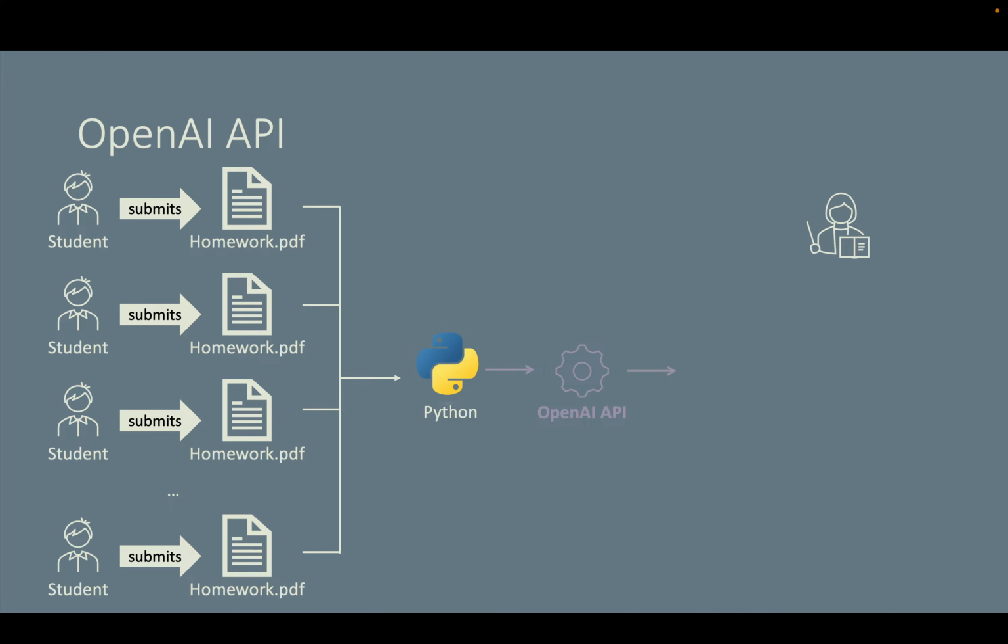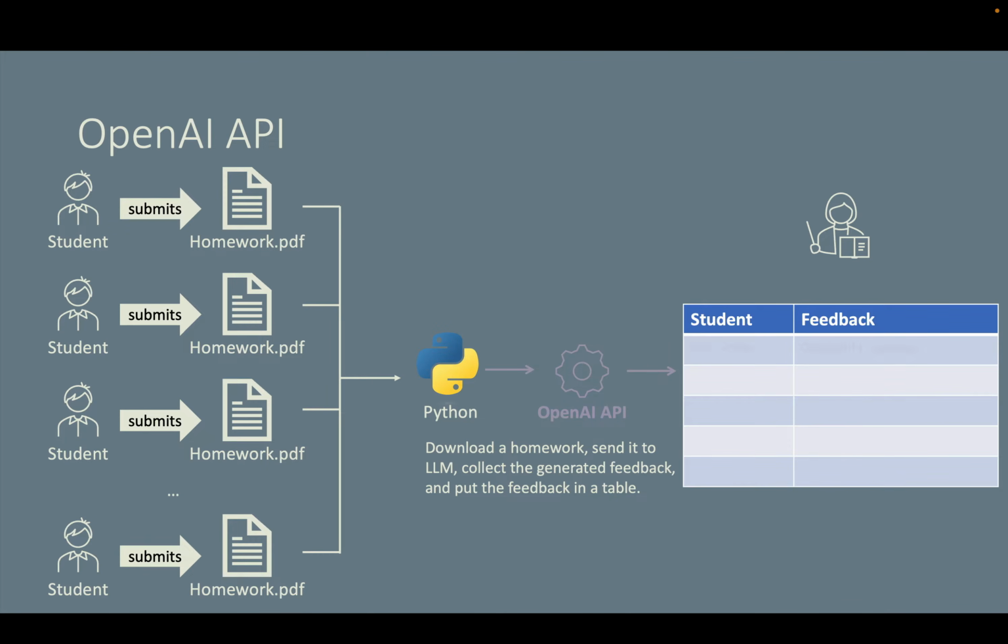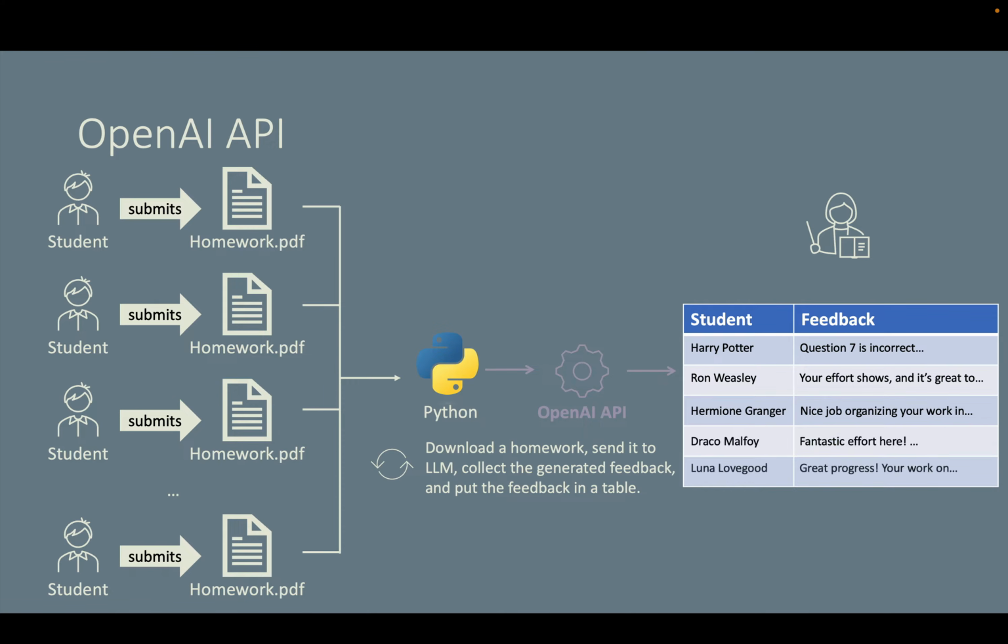A more efficient solution would be to automate the entire process with Python. You could write a Python program that downloads all the homework, sends each one to the OpenAI API for feedback generation, organizes the responses in a table. Of course, Python repeats this for each student. And finally, emails the feedback directly to each student. This approach saves significant time and effort, making the process seamless and fully automated.